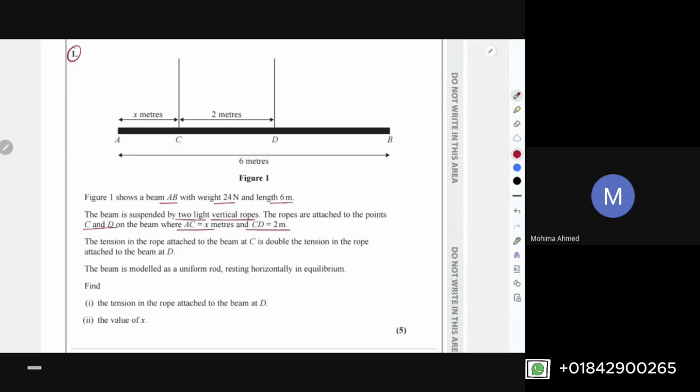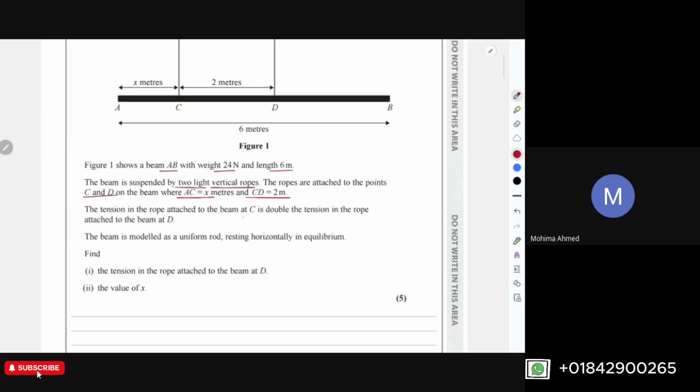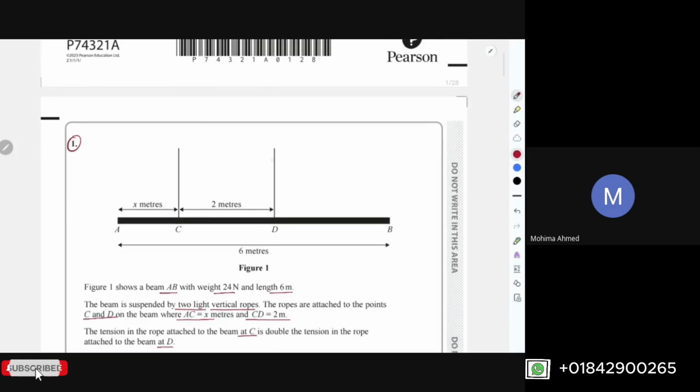Okay, X and 2. The tension in the rope attached to the beam at C is double the tension in the rope attached to D. That means if your RD is X, then your upward reaction force from RC is going to be 2 times that X, right? That's what the last statement says.